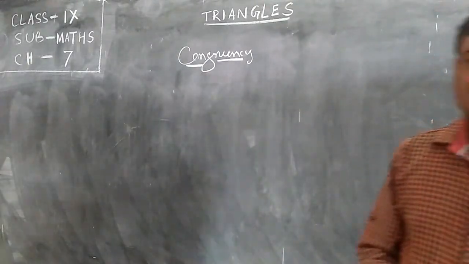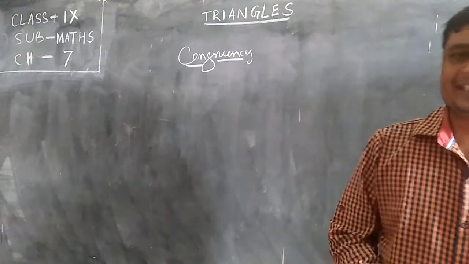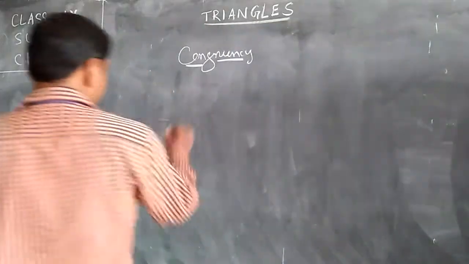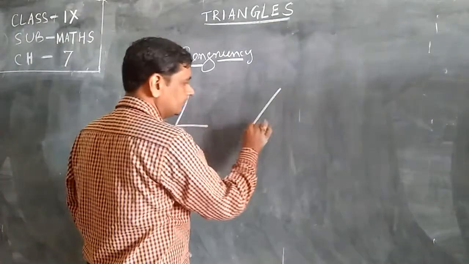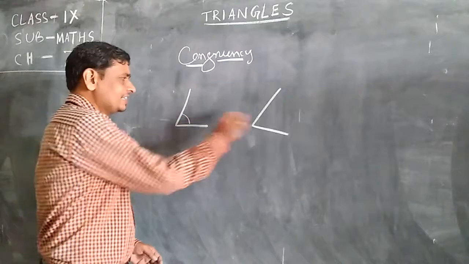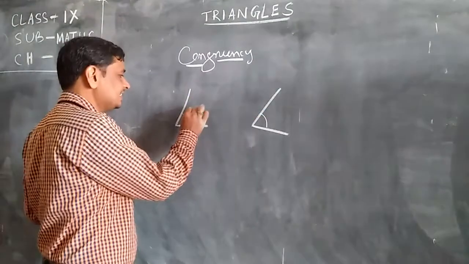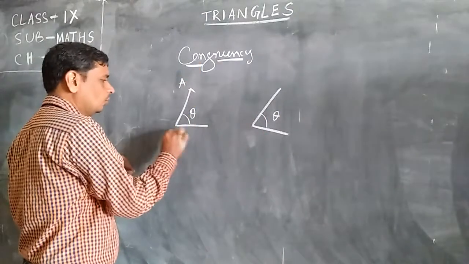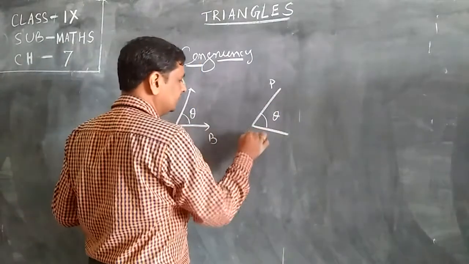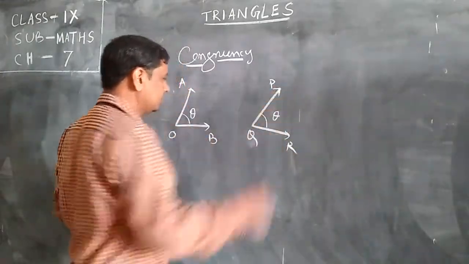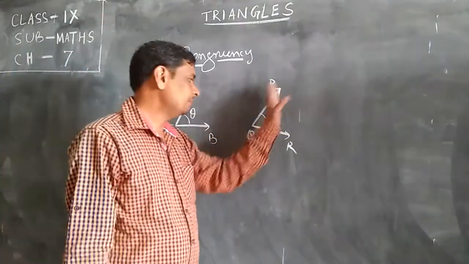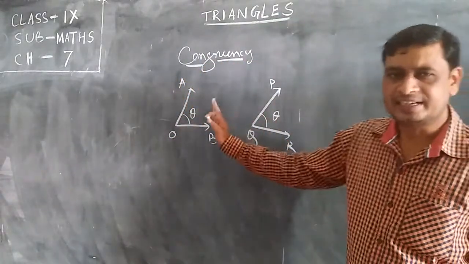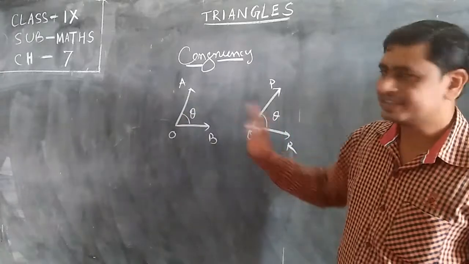If the figures have the same dimensions, if they are exactly equal, then we say the figures are congruent. Like two angles: if the inclination of two angles are equal, if this inclination is theta and this inclination is also theta, say angle AOB and angle PQR, both having the same measure, then we say both the angles are congruent.